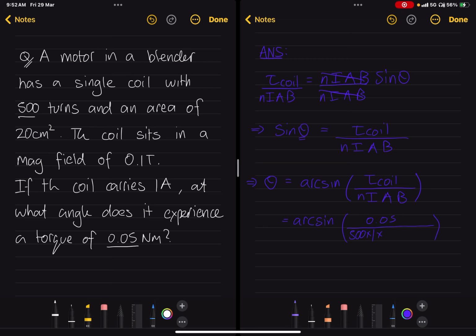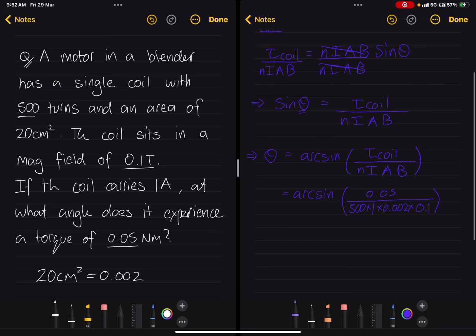The area we're told is 20 centimeters squared. So 20 centimeters squared needs to be converted to square meters. This ends up being 0.002 meters squared, and then we have to multiply this by the field, which is 0.1. So you plug this all in, evaluate this, and this should come out as theta equals 30 degrees. So this is the answer, and so this is the angle between the surface normal and the field.